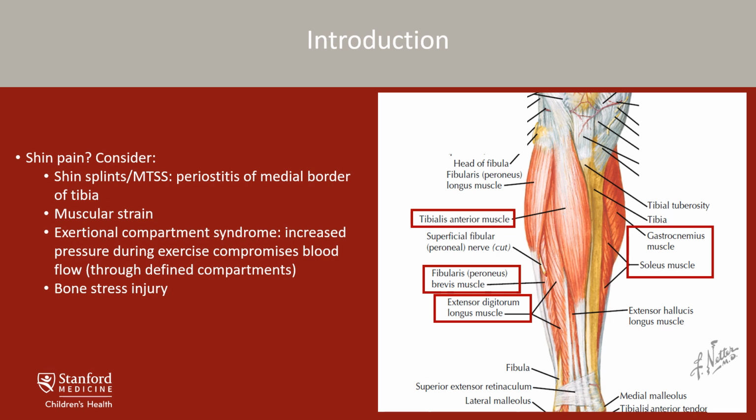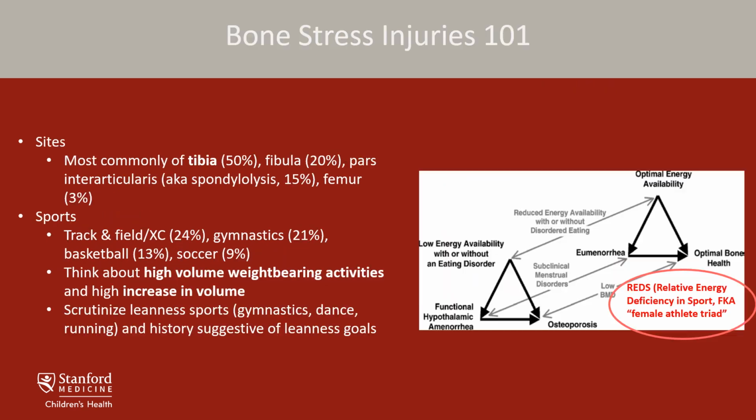Finally, a rarer etiology, exertional compartment syndrome, can present with shin pain, where blood flow through defined compartments in the leg is compromised by increased pressure during exercise. So the differential for the umbrella term of shin pain is quite broad, and shin splints, or MTSS, is just one item on that list. Again, separating these etiologies is important because patients often start with shin pain equals shin splints, and they don't respect or fear the potential initial symptoms of bone stress injury.